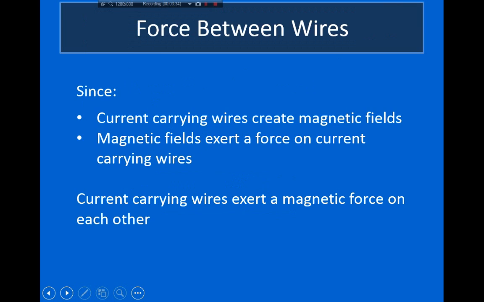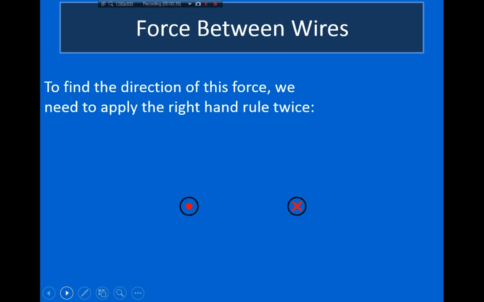Now, the next thing that I want to look at is the magnetic force that is exerted between current-carrying wires. And the basic idea is that because current-carrying wires generate magnetic fields, and because magnetic fields exert forces on current-carrying wires, if I have two current-carrying wires, they'll actually exert a magnetic force on each other. So what exactly does this force look like? Well, let's go ahead and calculate the direction of the force exerted on this wire on the left. So to do that, I first need to find the direction of the magnetic field created by the wire on the right. And remember, to do this, we apply the right-hand rule.